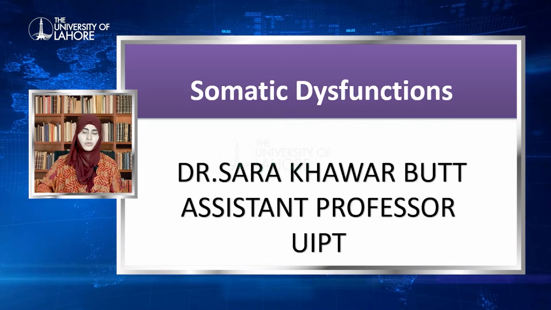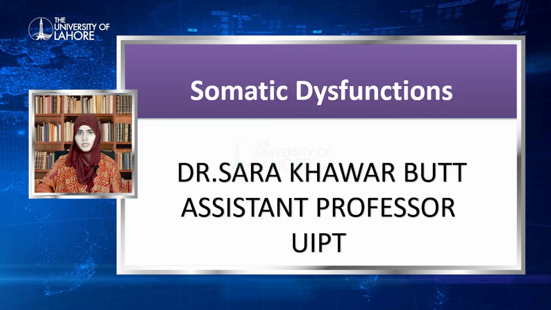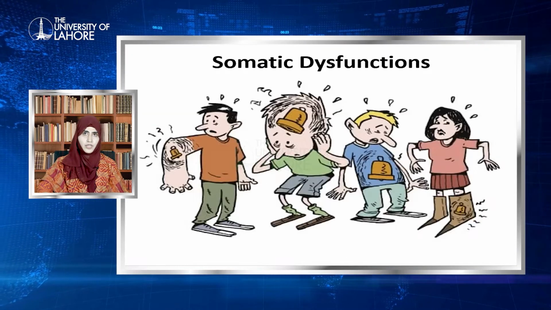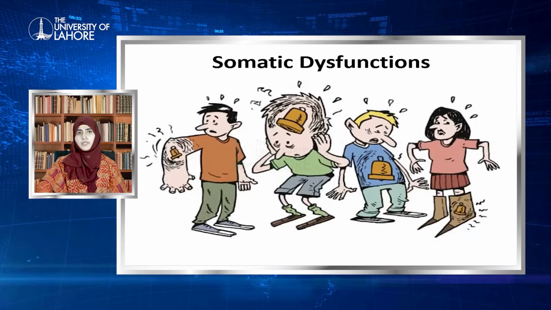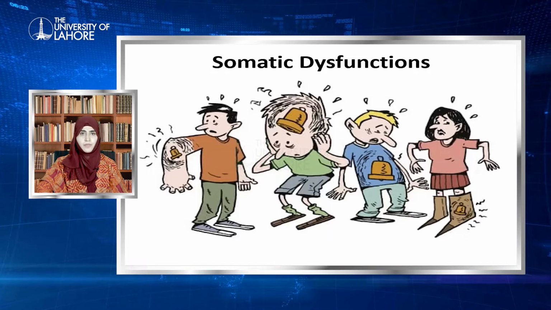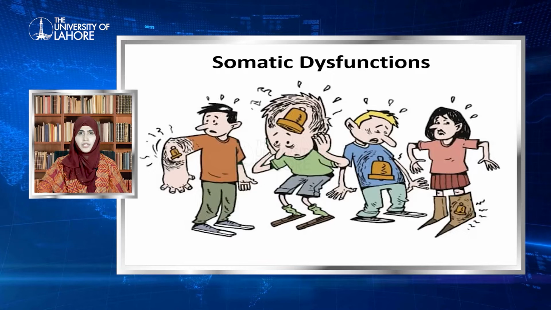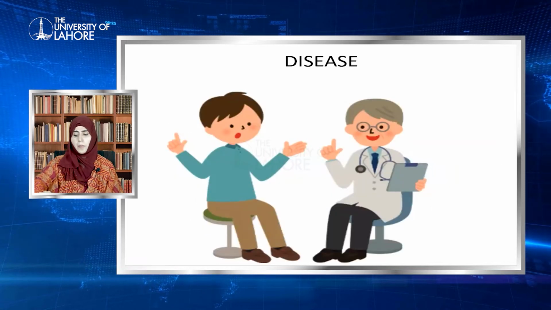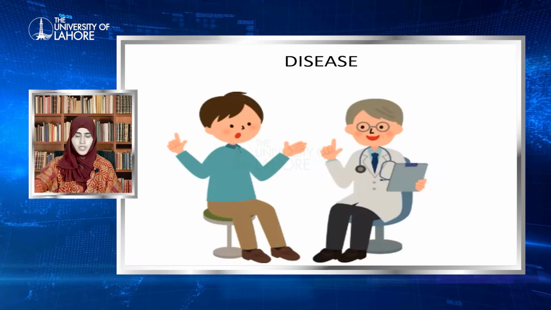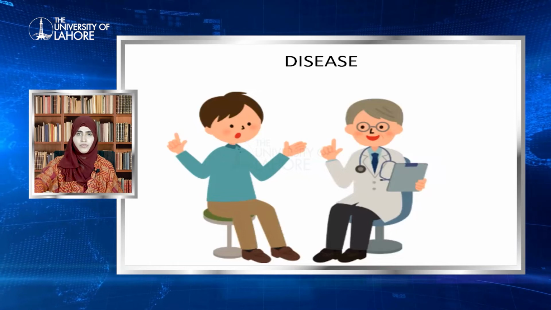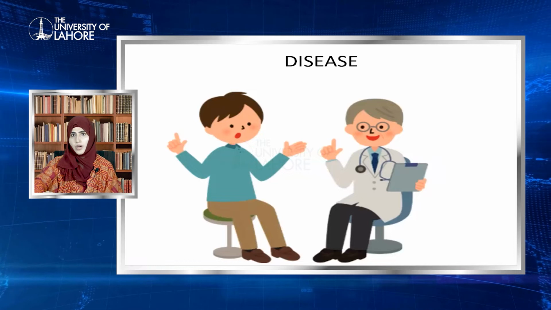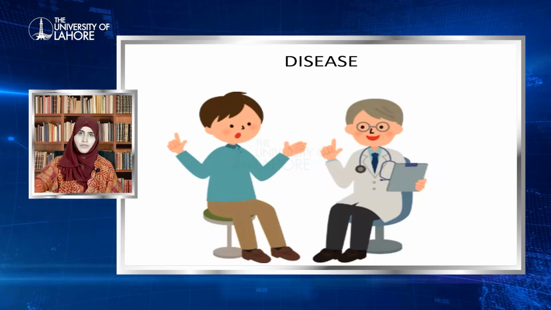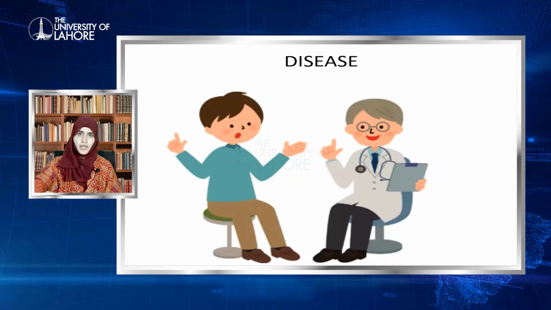Today, we are going to learn about somatic dysfunctions. The term somatic dysfunction is described as impairment in functions in the neuromusculoskeletal system that is of biomechanical nature. This is in contrast to disease, which is non-mechanical and pathological in nature and requires the expertise of the medical physician for diagnosis and its management.